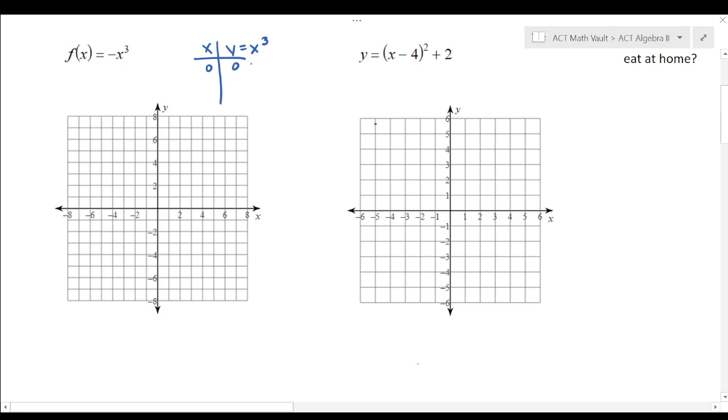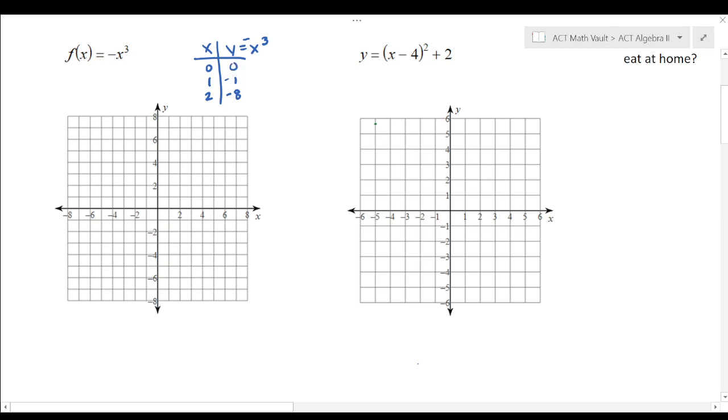If you plug in 0, you get 0. If you plug in 1, you get 1. If you plug in 2, you get 8. But if we want to do the opposite of this, meaning negative, that would basically just change all of these to be negative. And we know we don't have a negative 0, so we just keep it 0.